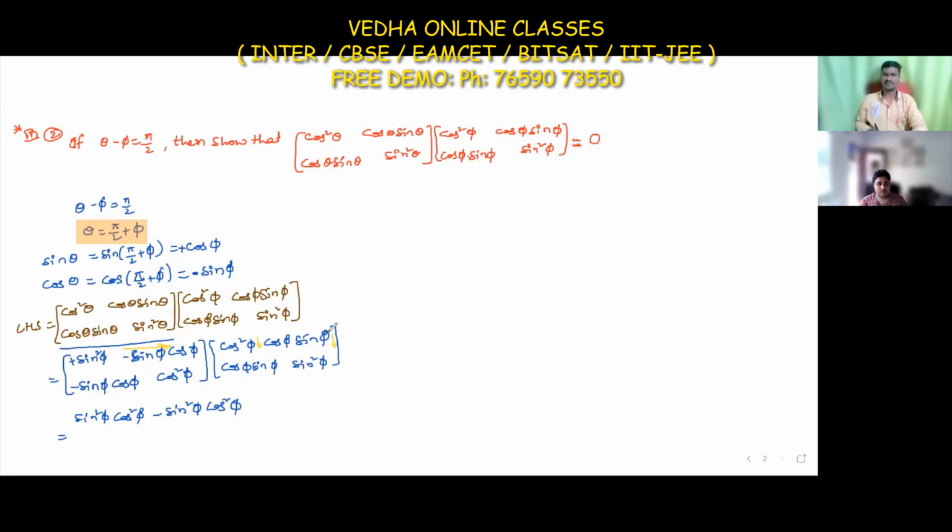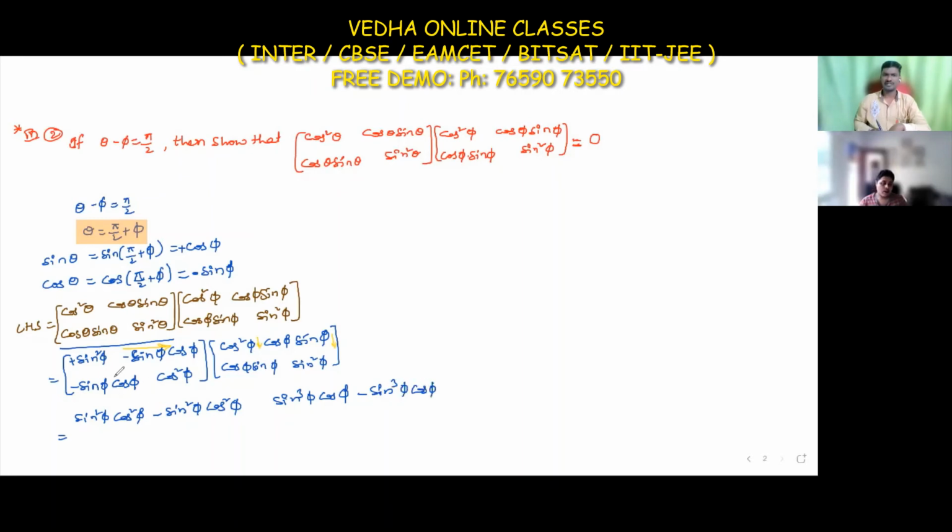Now the first row with the second column: sin square phi into sin cube phi, and cos phi. Second element with second element: sin cos, sin into sin square, sin cube, minus into plus minus sin cube phi into cos phi.